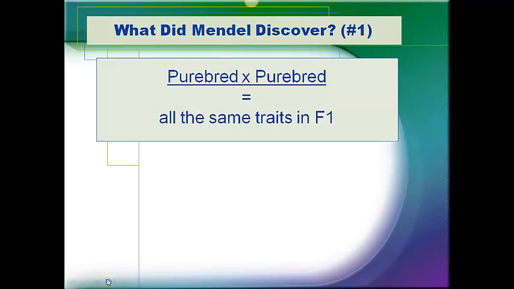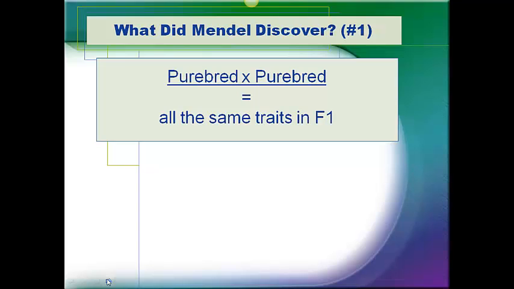When he was all done, he counted up his data and came to some conclusions based on the numbers that he got. Number one, what Mendel figured out was that any time that he crossed two purebred plants, he got all of the same traits in the F1. All right, so we need to pull this apart and figure out what exactly this means.